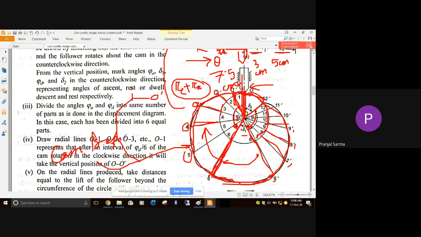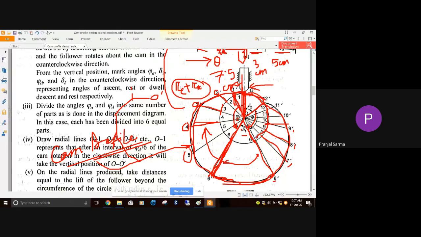Just someone let me know. This completes the cam profile consideration, how to draw the cam profile for this case. Anyone can let me know whether you have understood or not. Please, someone let me know whether you have understood how we have done this. I hope you have understood.